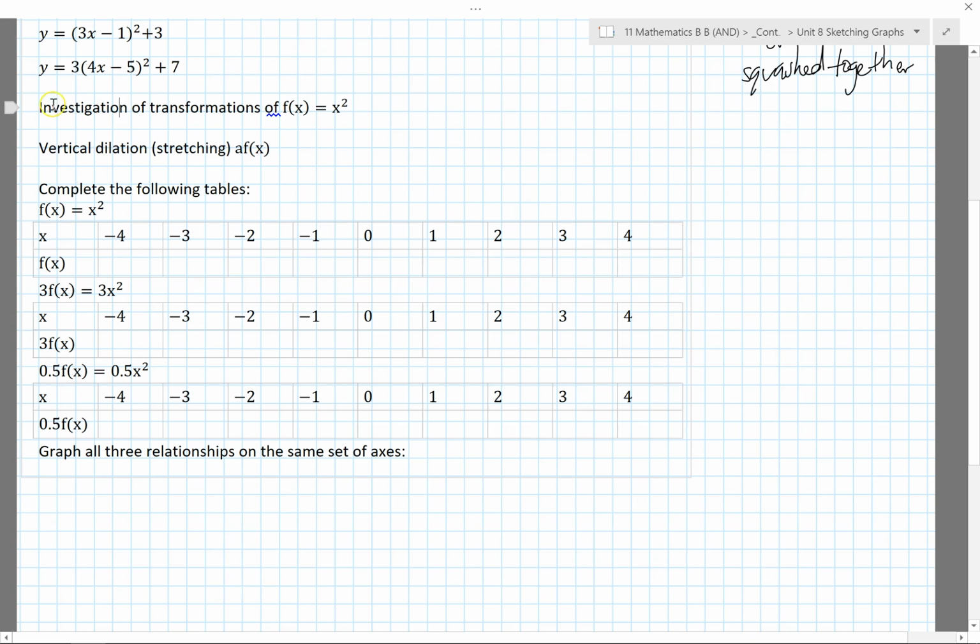Okay, so we want to investigate these transformations in a pretty systematic way. So we're going to start with some function, just the x squared function, and see what happens if we multiply the function by a. So if I multiply left hand side by a, I'll multiply the right hand side by a as well. So I'm looking at what does ax squared look like. So the way I'm going to do this is I'm going to complete the table of the values of f of x if my function is just x squared, and then I'll look at what 3 f of x looks like and what 0.5 of f of x looks like.